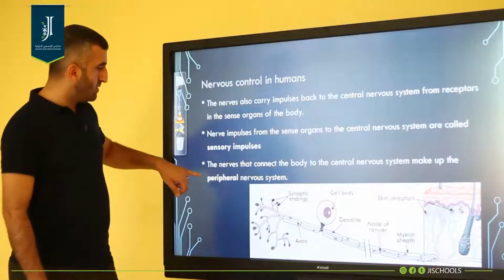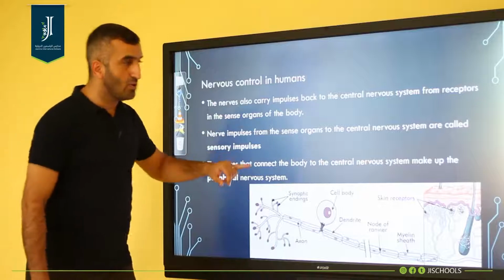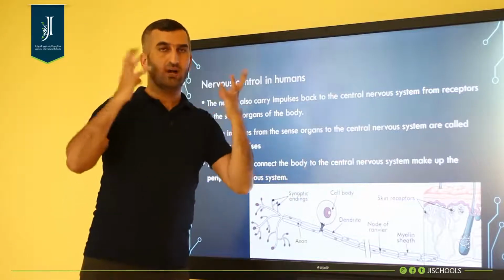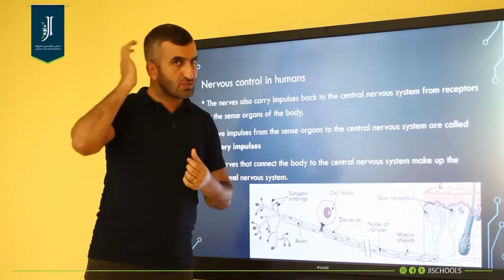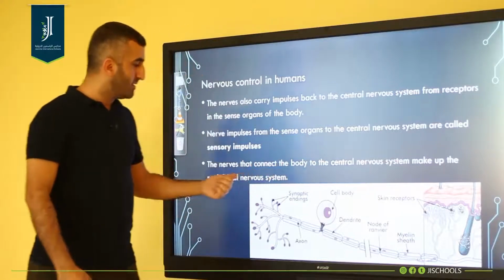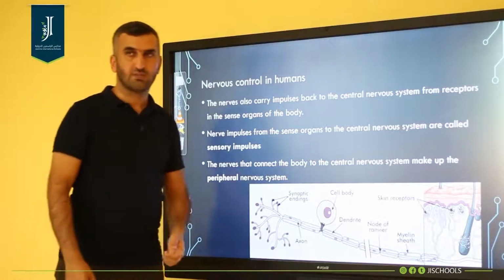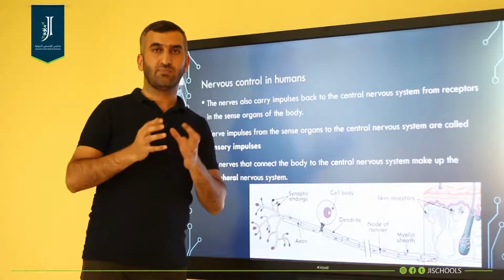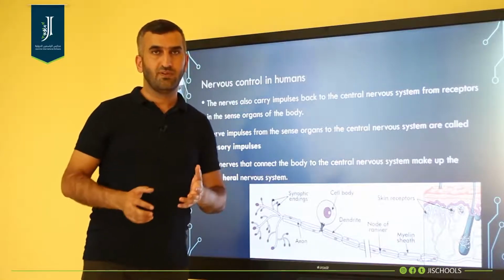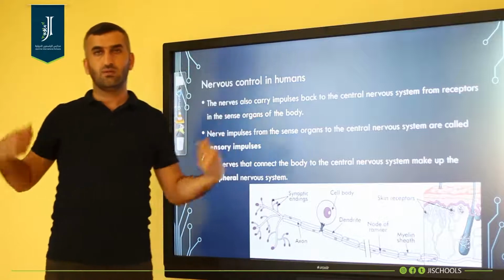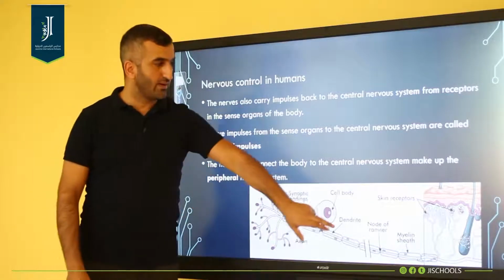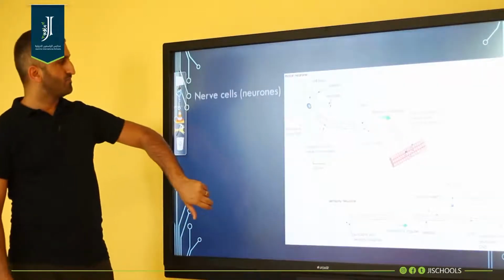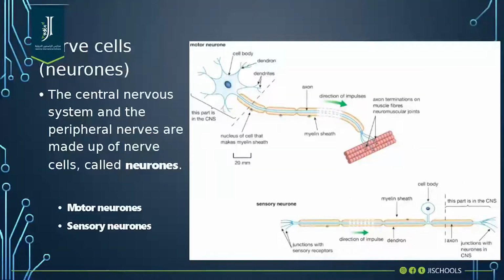So all these nerve cells that are outside the central nervous system, which is the brain and spinal cord, are called the peripheral nervous system. So the central nervous system is the brain and spinal cord. The peripheral nervous system is all the nerve cells around the body. So nerves, as we mentioned, in general, we have two main types. We call them the neurons, two types of neurons.